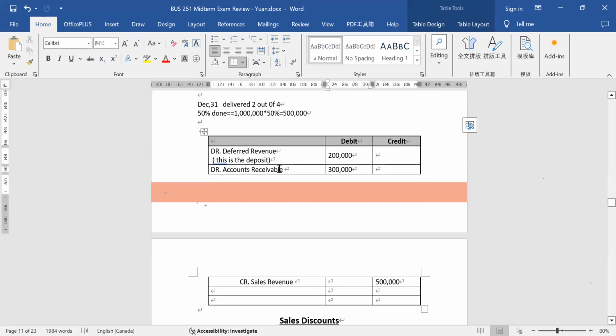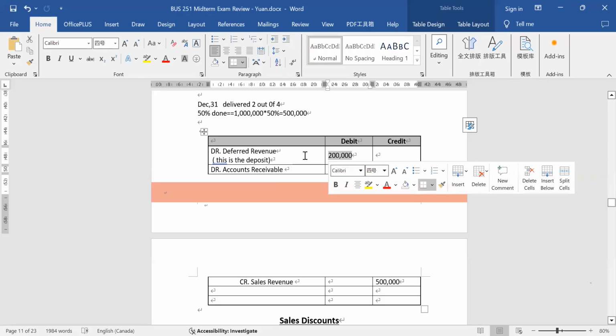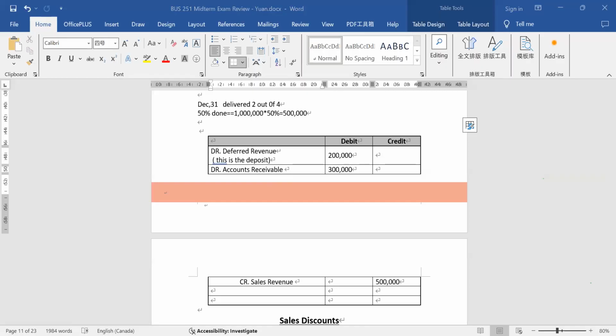And accounts receivable goes up because we assume that this company, Studio Max, has not paid us yet. So we are expecting to collect this amount of money in the future. And this amount is already paid. This is the deposit. Do I solve your problem?